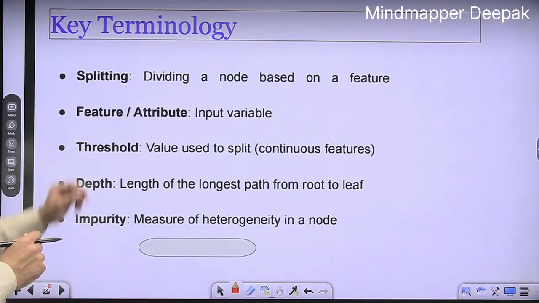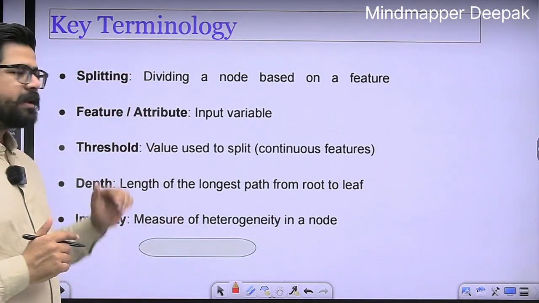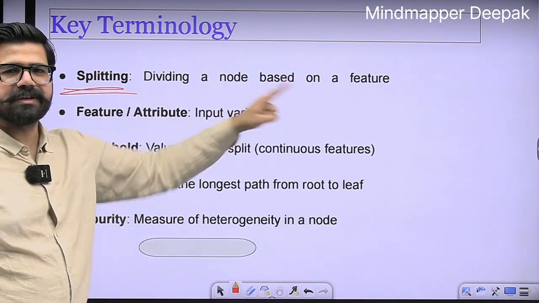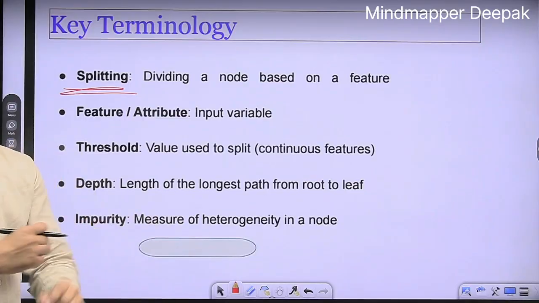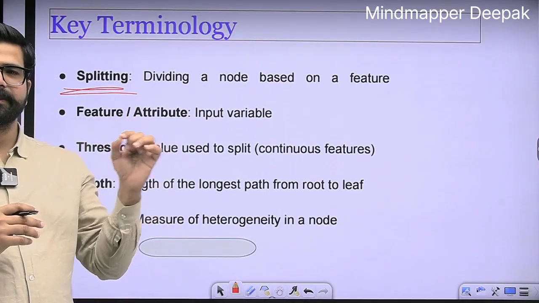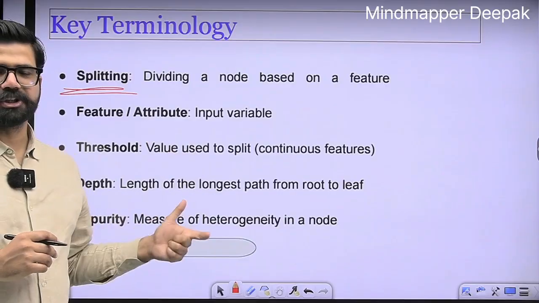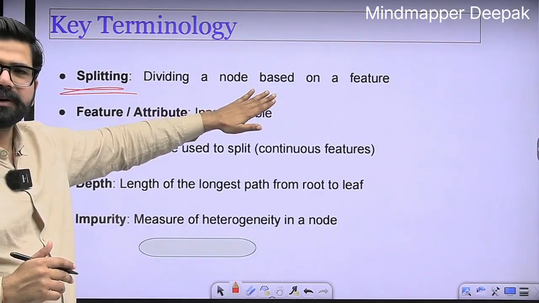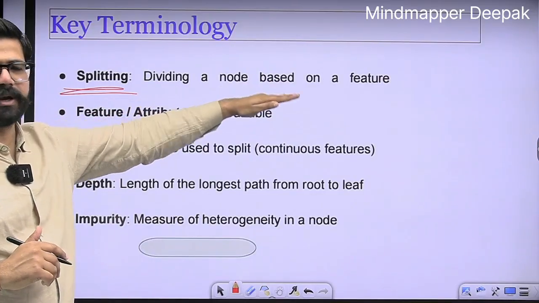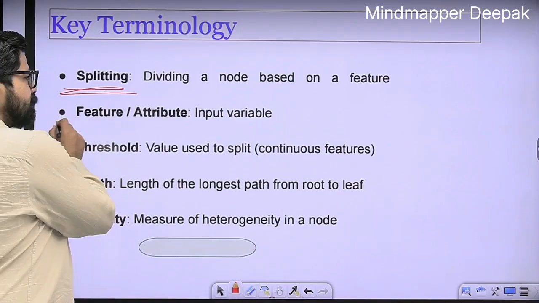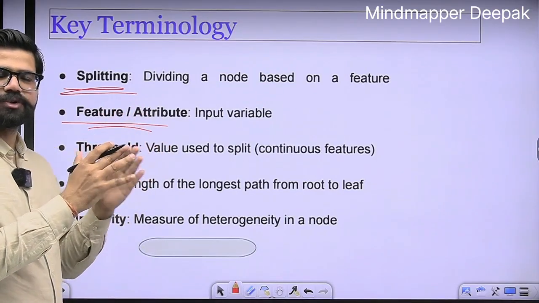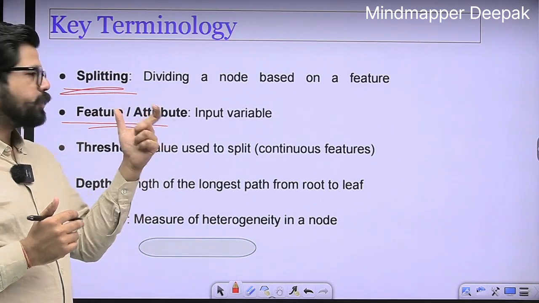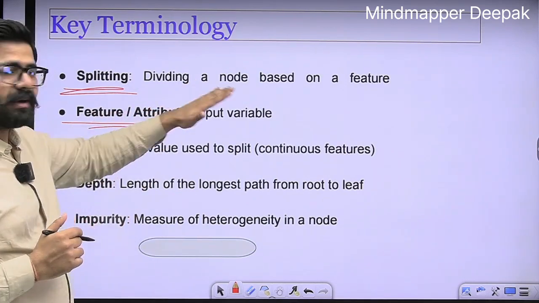Moving further, what are the key terminologies in this segment? Number one is splitting. Dividing a node based on its feature is known as splitting. Most of the time you have seen this term in the notes of this session. The simple analogy is that you divide the node based on the feature. Then features and attributes, I classify each of them so that from the zero level to the topmost level, you can easily cover everything.